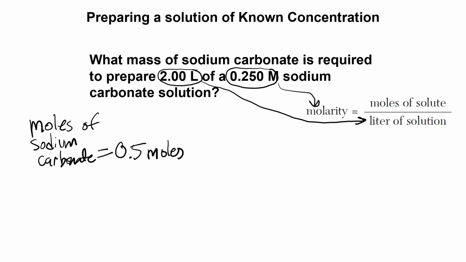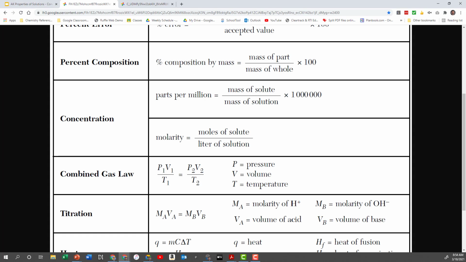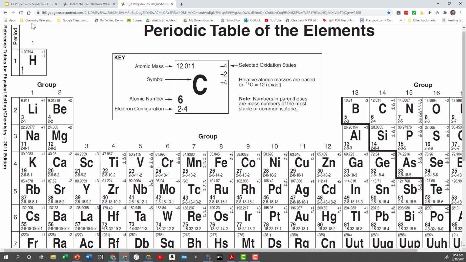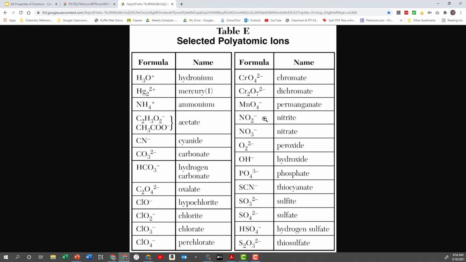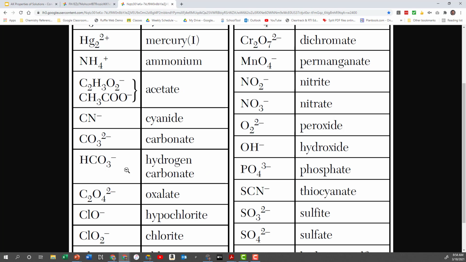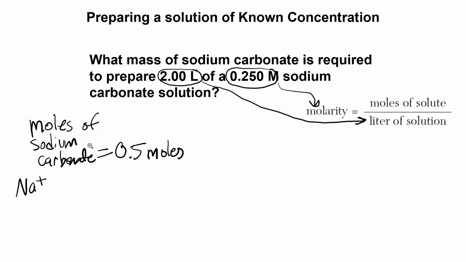But we need to know what the mass is, so we're going to have to figure out what the formula is for sodium carbonate. First of all, we know sodium is going to be plus, and carbonate is on table E. Let's go to table E. Carbonate is right here, CO3 2 minus. They come together to make Na2CO3. Now we need to know the gram formula mass for that, and add them all up.